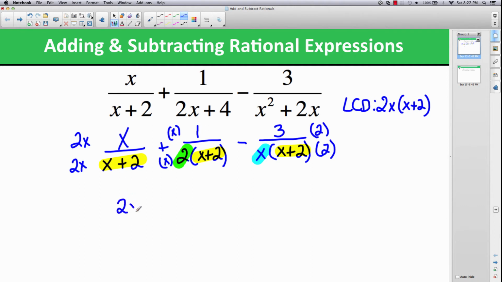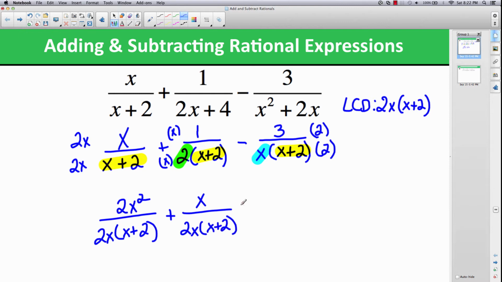So this becomes 2x squared over 2x, x plus 2. Our second fraction is x divided by 2x, x plus 2. And our third fraction, minus 6 over 2x, x plus 2.